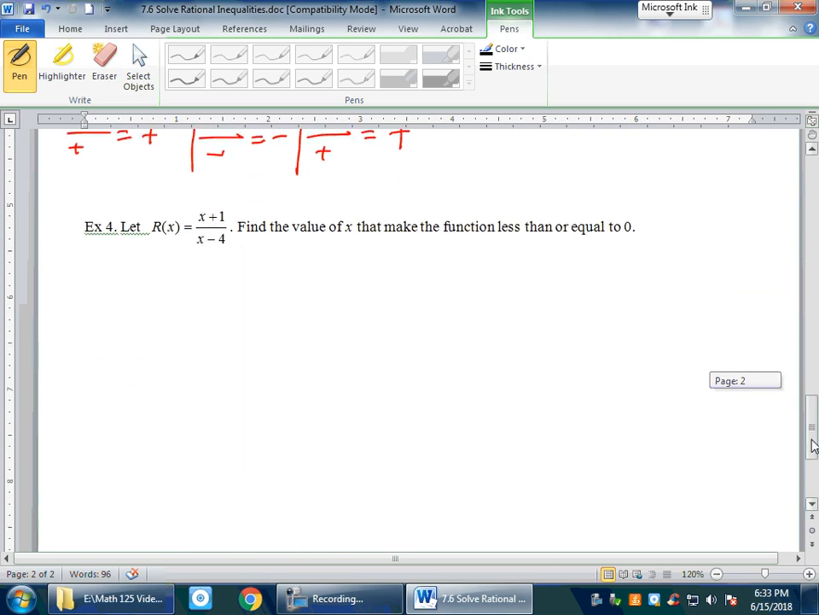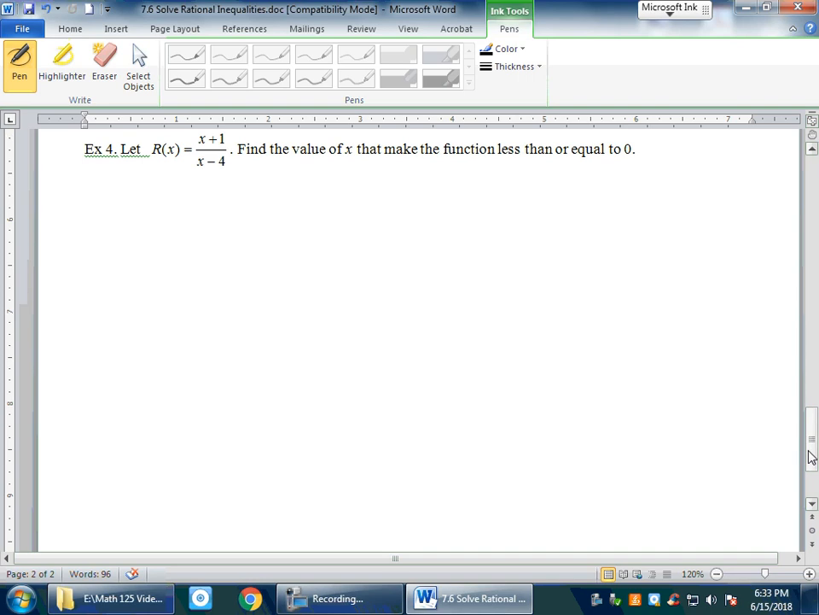Example 4, the last example. This is basically using the function notations to talk about this rational inequality. So notice that I'm giving you the function x plus 1 over x minus 4. We want to find out the x value for which the function is less than or equal to 0. So that means we want to know the function value r of x is less than or equal to 0 and what x values will give us that. So when we substitute the formula for function r, this is how it's going to look. So nothing different than what we have done earlier.